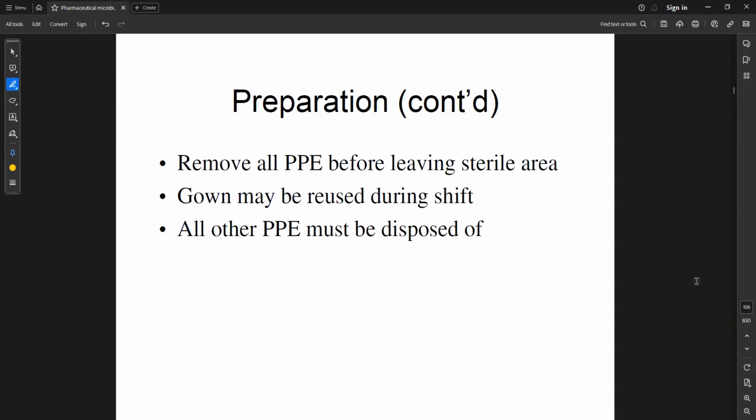Gowns being reused during shifts is not the case in places like surgical rooms. It is usually seen in places like manufacturing, let's say education and things like that. You may don the same PPE during the same shift, but after that shift, everything should be cleaned and sterilized before the next day's shift.